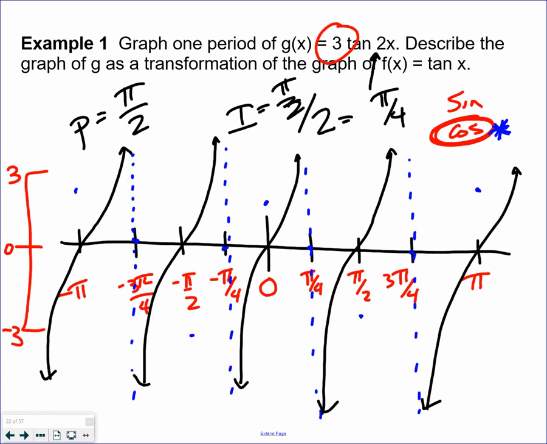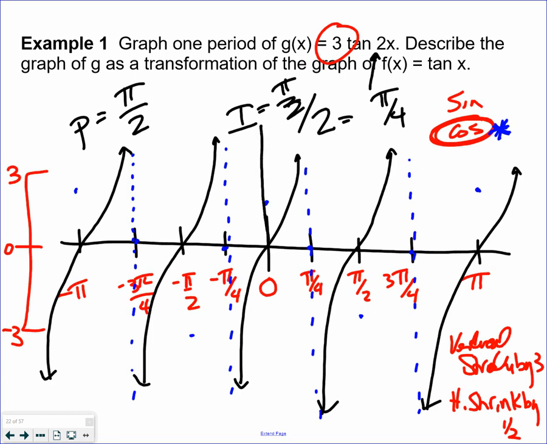Describe. Okay, so now we have a transformation to describe here. The 3 is a vertical stretch by 3, and the 2 is a horizontal shrink by a half. Again, just like we did before, always draw in where the y-axis would be located, so through the 0, and that is a tangent curve.